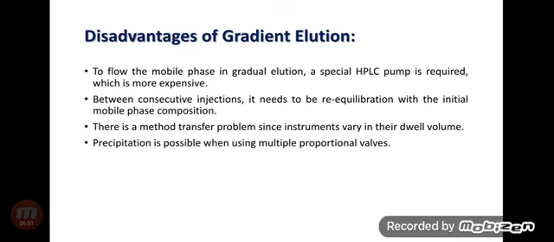To flow the mobile phase in gradient elution, a special HPLC pump is required which is more expensive. Between consecutive injections, it needs to be re-equilibrated with the initial mobile phase composition. There is a method transfer problem since instruments vary in their dwell volume. Precipitation is possible when using multiple proportional valves.